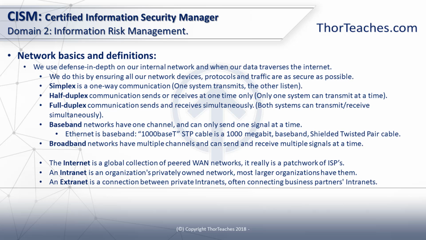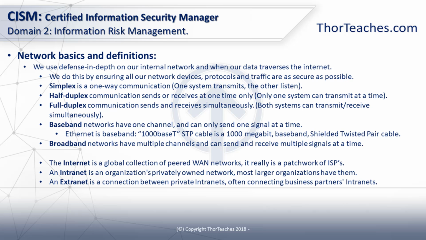With half-duplex connections, we can both send and receive, but only one at a time. If we have two connected nodes, node A and node B, if node A is sending, node B can't send anything. Once node A is done sending, then node B can send. Full duplex is different. With full duplex, we can both send and receive from both systems at the same time.